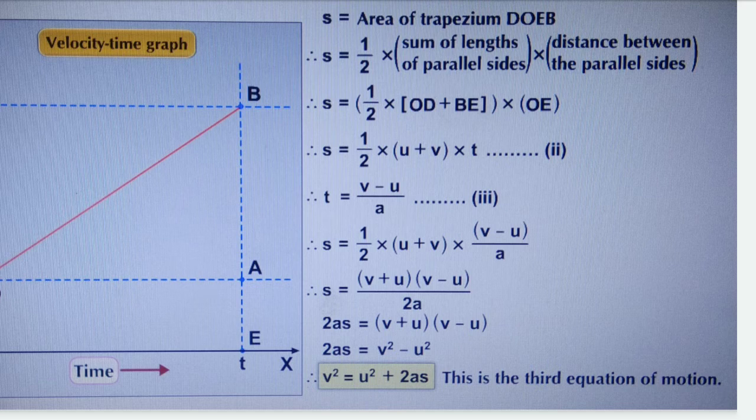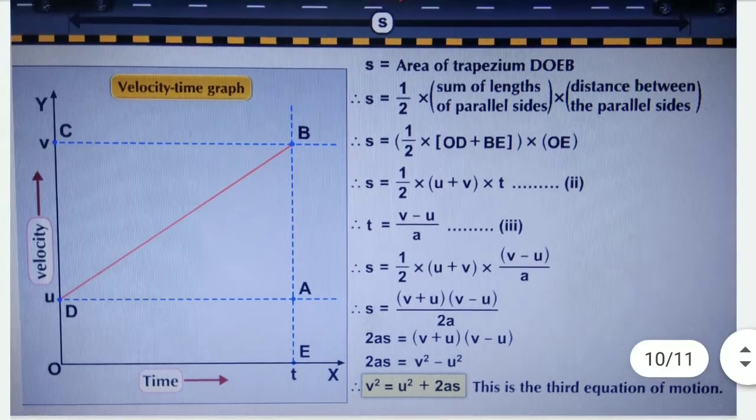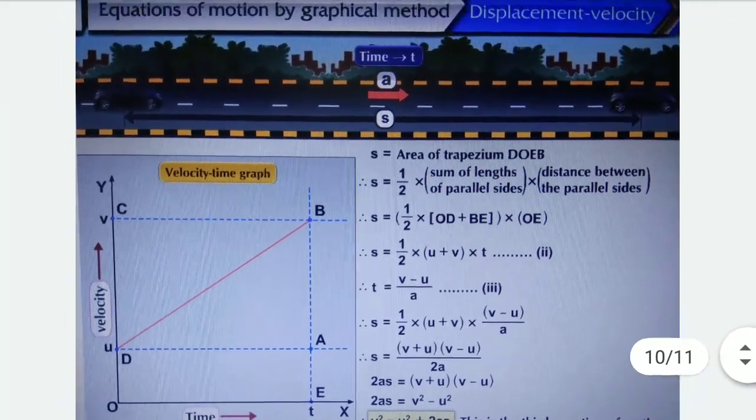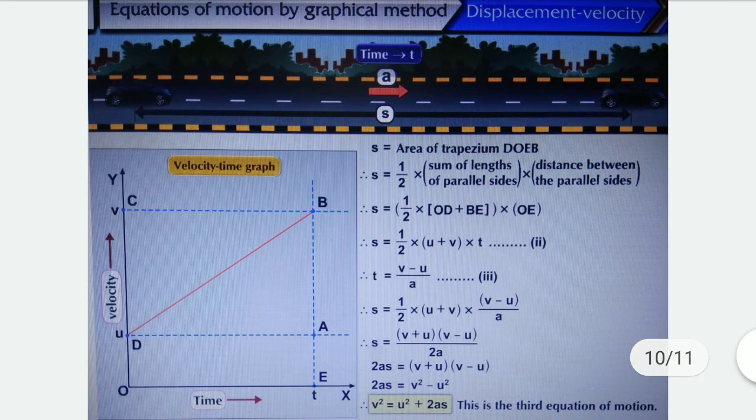Today we studied the three kinematical equations of motion. First equation is V is equal to U plus AT, which shows the relation between velocity and time. Second equation, S is equal to UT plus 1/2 AT square. This shows the relation between displacement and time. And third equation is V square is equal to U square plus 2AS. This equation shows the relation between displacement and velocity.